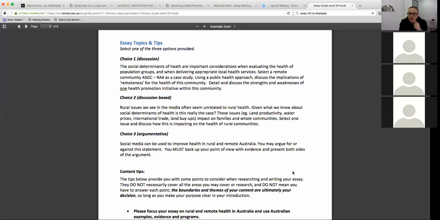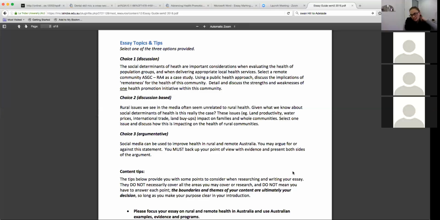So really the tip I'd give you for that first essay question would be to find your town and then find your health promotion initiative, and then look at what that initiative is focusing on. Then you can fill in that middle section of the essay around what is going on, and then link that to the community health.